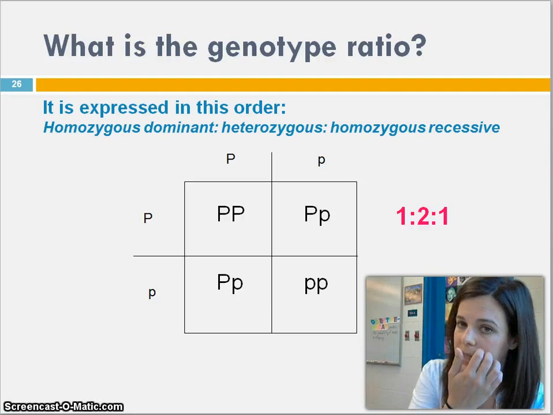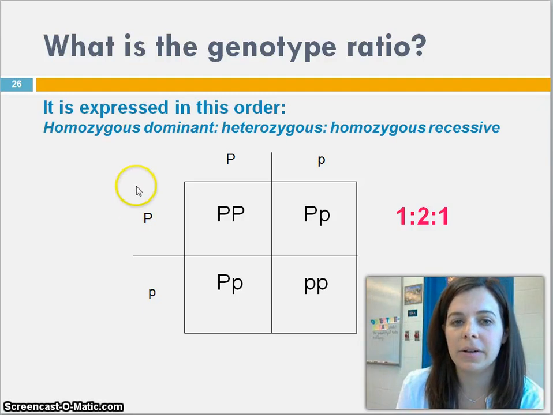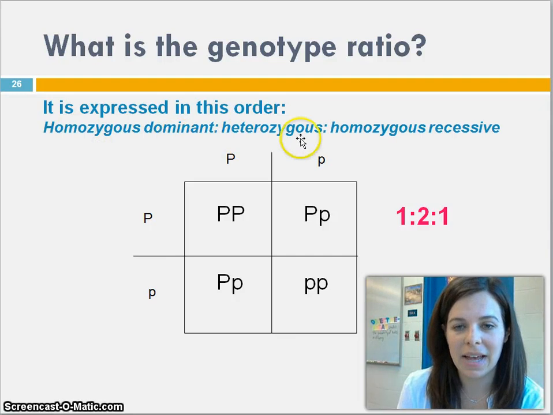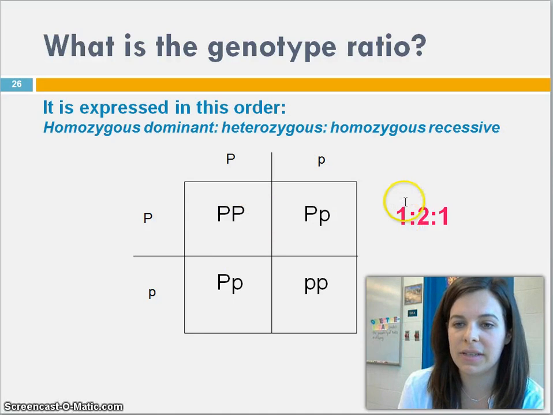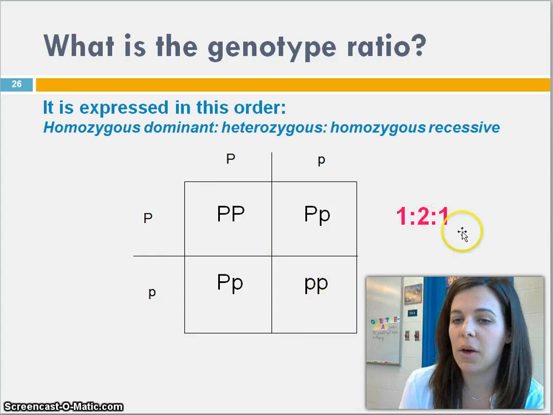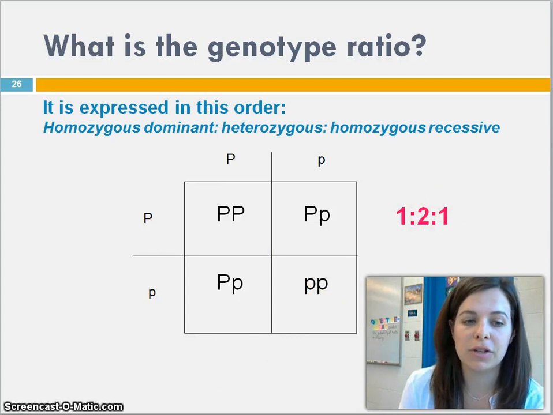So when we express the genotype ratio, we're always going to express homozygous dominant first, then the number of heterozygous offspring, then the number of homozygous recessive offspring. In this case, we have 1 homozygous dominant offspring, which refers to this number. We have 2 heterozygous offspring, which is this number, and we have 1 homozygous recessive offspring, which is this number. So it's 1 to 2 to 1 is our genotypic ratio.